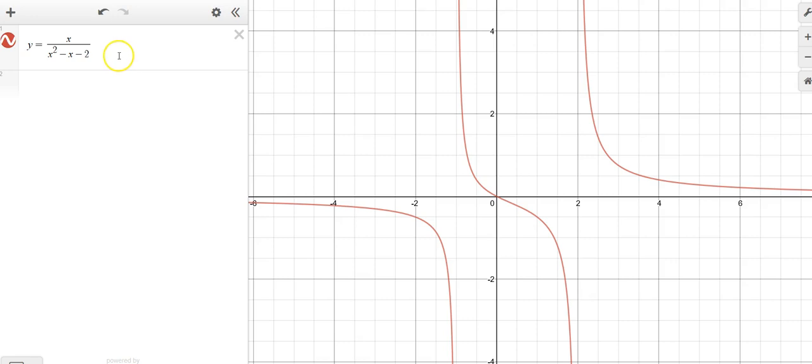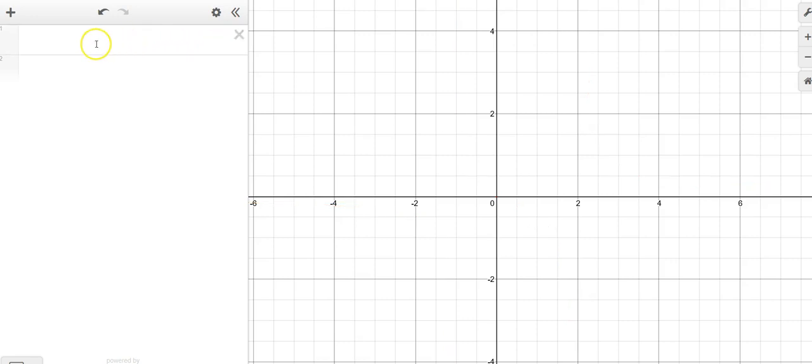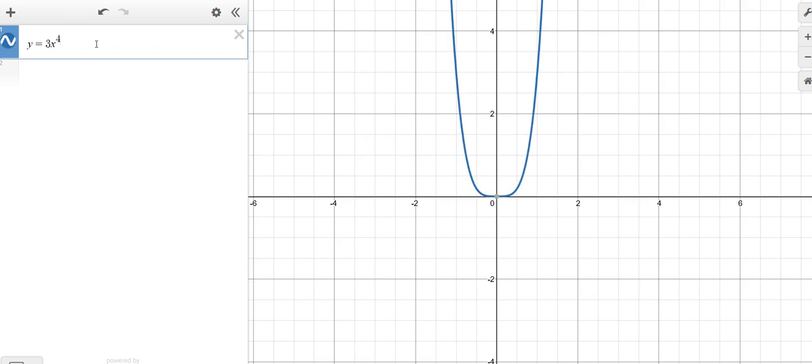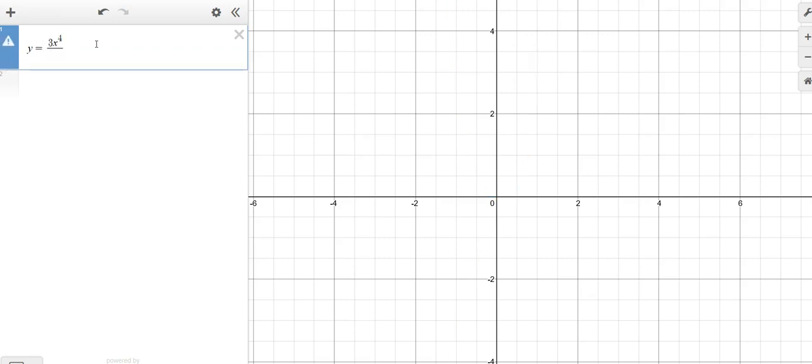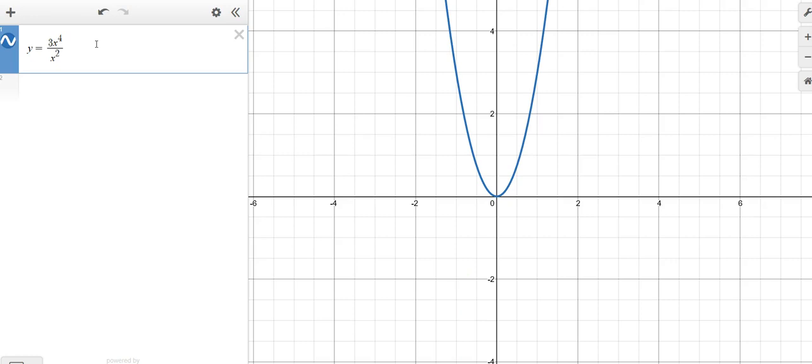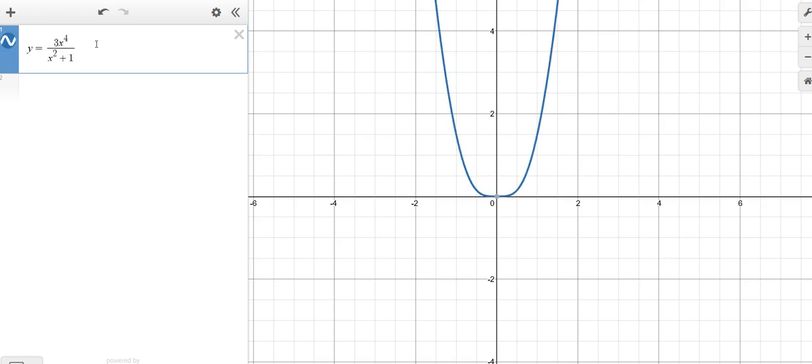Let's go over here and just do it over here. Equals 3x to the 4th divided by x squared plus 1. Whoa. I was wrong, wasn't I? Yeah, I was.